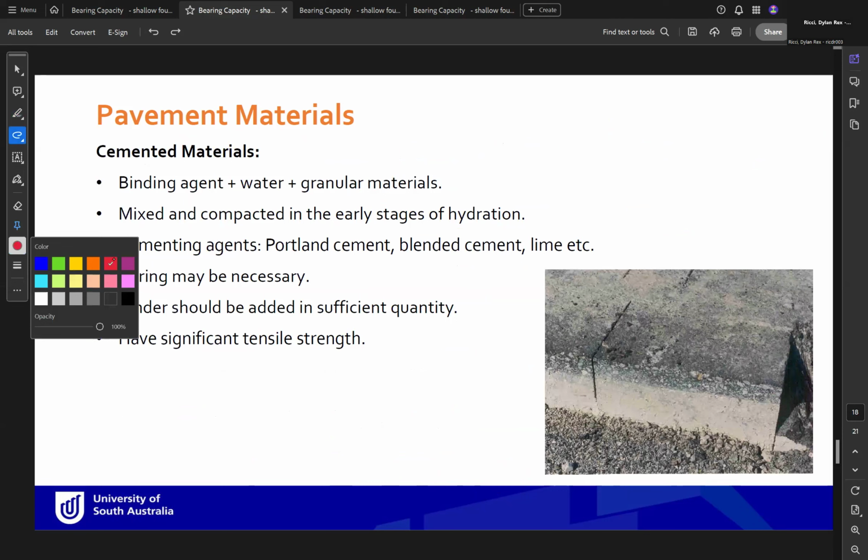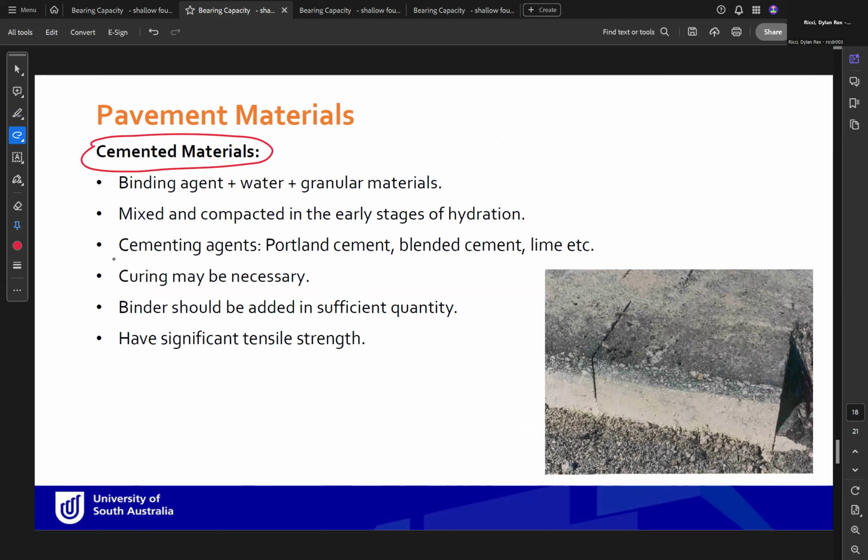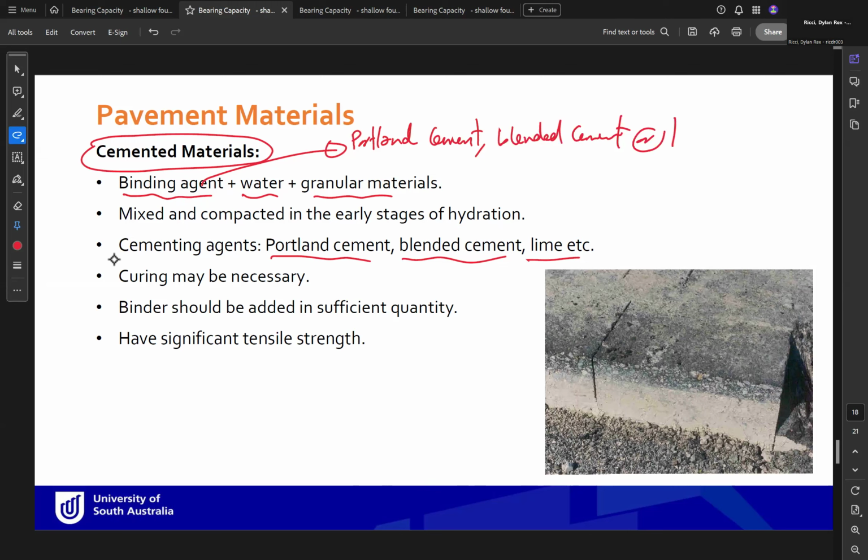The cemented materials consist of binding agent, water, and granular material. And this binding agent can be Portland cement, blended cement, or lime, etc. So we can have Portland cement and/or blended cement or lime or slag. All of these can be the binding agent. So it's quite similar to concrete, but with different mixture proportions.